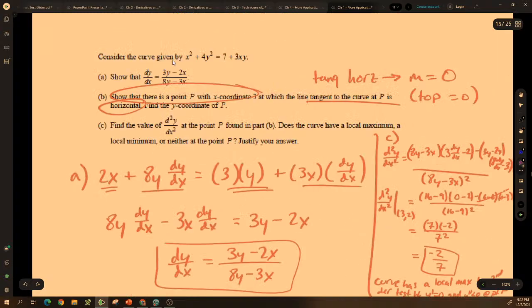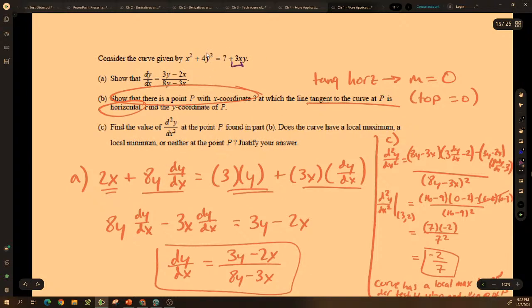So consider this curve given by x squared plus 4y squared equals 7 plus 3xy. Immediately, that kind of looks like implicit, and when we see part A, it's definitely implicit. So show that. The derivative of x squared is 2x, the derivative of 4y squared is 8y dy dx. And then this part is the product rule. Derivative of 3x is 3, and we're going to leave y alone. Then plus, leave 3x alone, times dy dx.